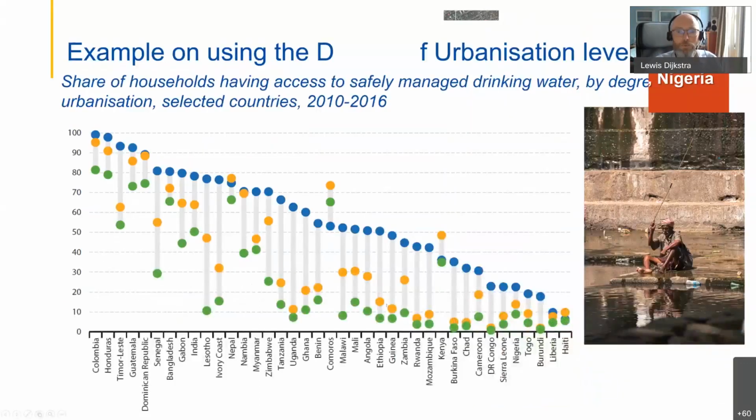So here's an example of what we calculated of access to safely managed drinking water. And here you can see in blue the cities, and in orange the towns and semi-dense areas, and then in green the rural areas. Typically you see that access to safely managed drinking water is considerably lower in the rural areas. The towns and semi-dense areas typically take on an intermediate value, and cities tend to have the best access within the country.